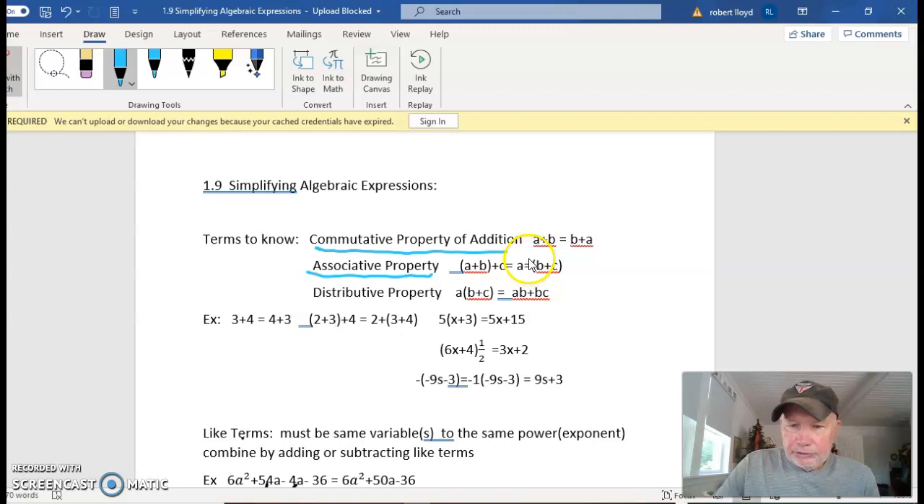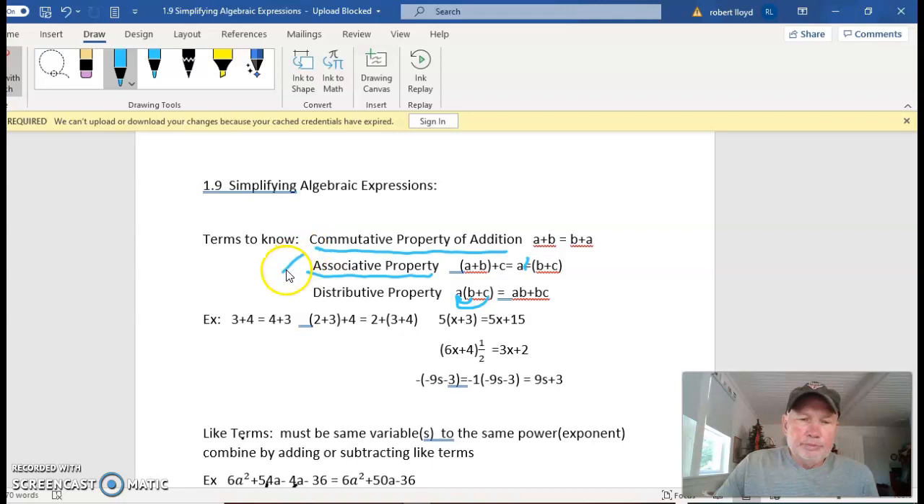And this should be a plus sign. Distributive property means we're distributing the A over the two terms that are inside the parentheses. So it's A times B is AB, and A times positive C is positive AC.